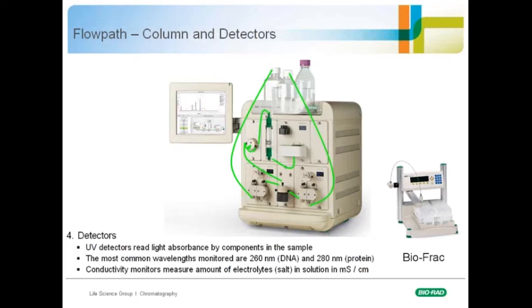But how do we know what's happening on the column? Well, that's why we have detectors on a system. What you see here is a representation of a UV detector, and that's the first place our fluid is going after reaching the bottom of the column. The most typical applications will use either 260 or 280 nm wavelength absorbance. 280 is used to basically measure protein absorbance, and 260 is for monitoring DNA.